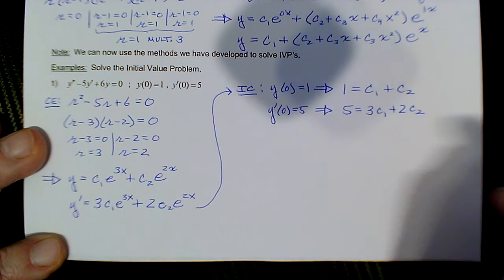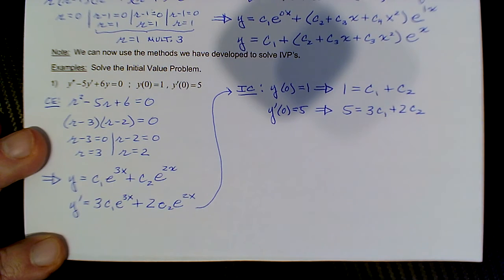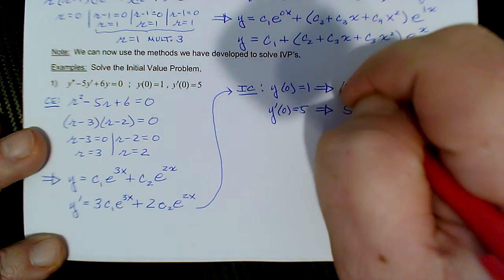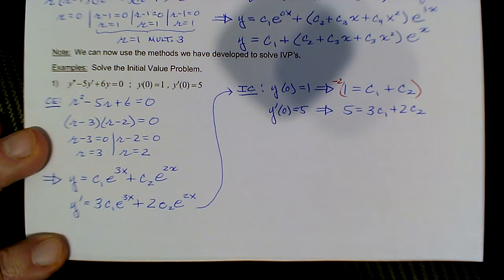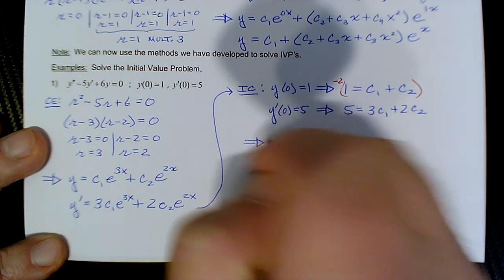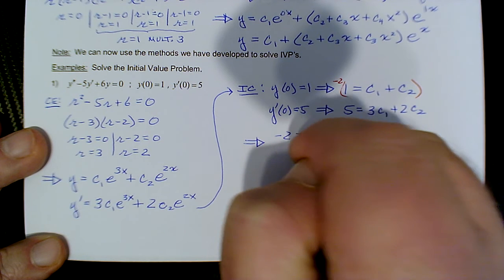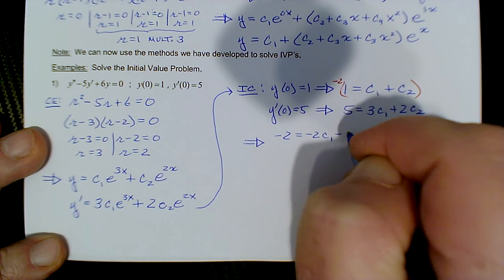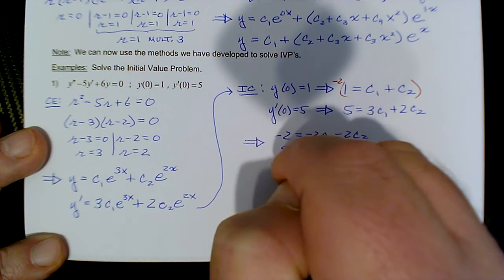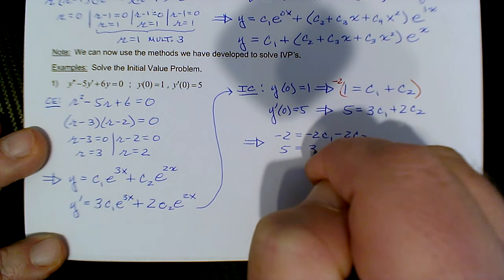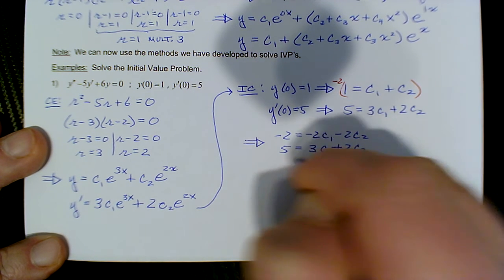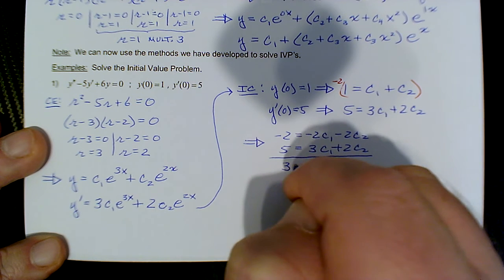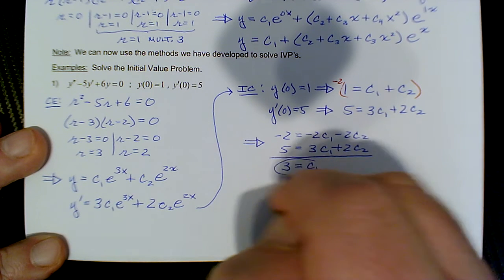Okay, so then we need to solve that system of two equations in two unknowns, and you can solve it any way you like. I'm going to multiply the top one by a negative 2 to get rid of the c2, and so then we get negative 2 equals negative 2c1 minus 2c2, along with 5 equaling 3c1 plus 2c2, and adding together we get that c1 is 3.